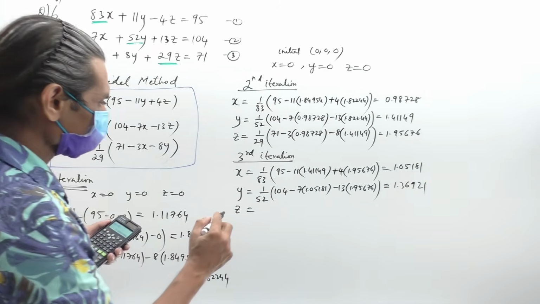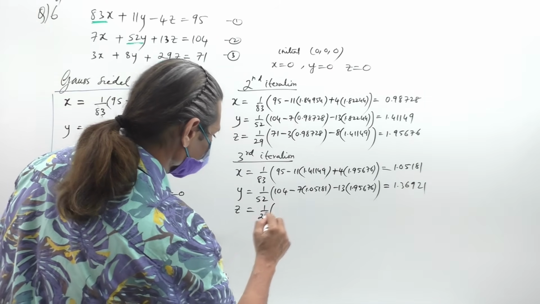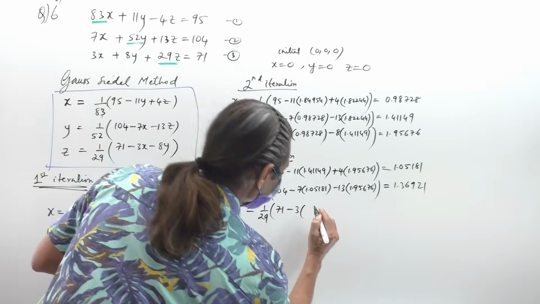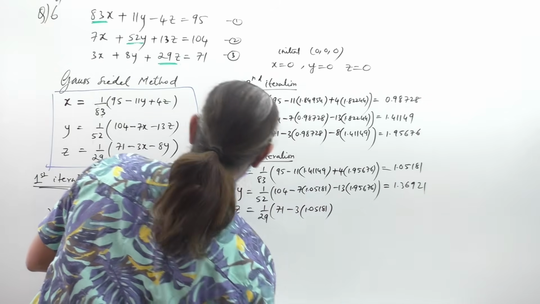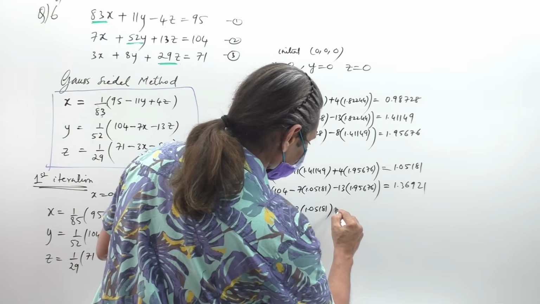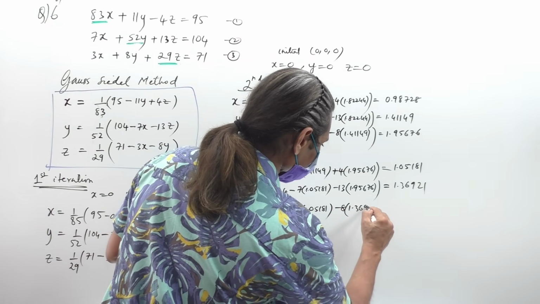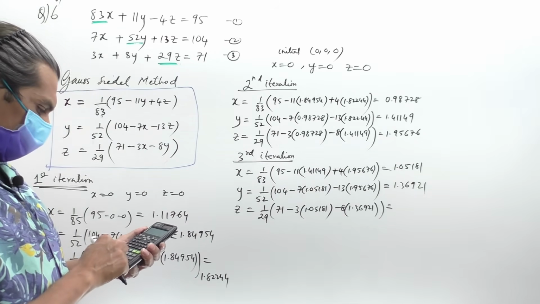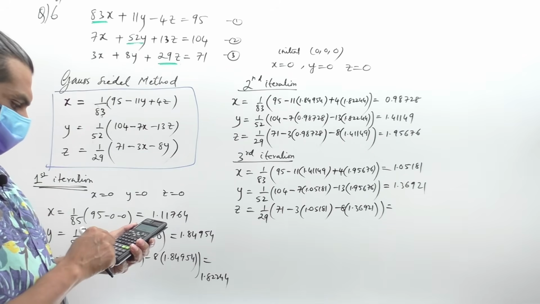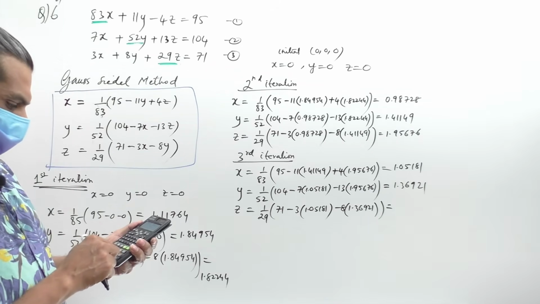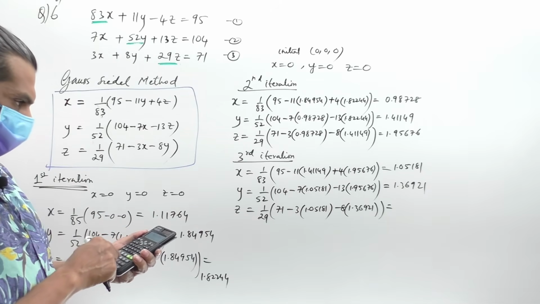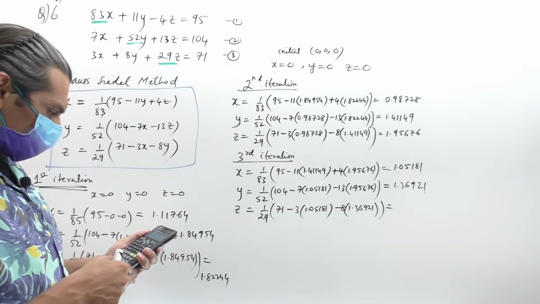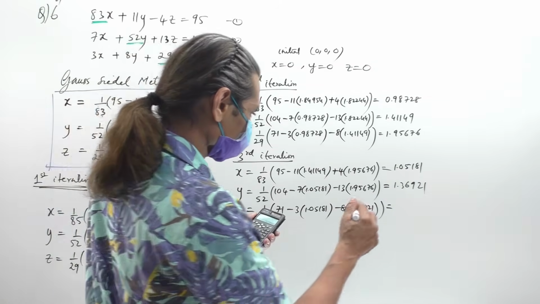So lastly, z is equal to 1 by 29. 71 minus 3 into, what is new x? 1.05181 minus 8 into, what is new y? 1.36921. Okay. That will be now 71 minus bracket 3 into 1.05181 minus bracket 8 into 1.36921, divided by 29, equals 1.96175.